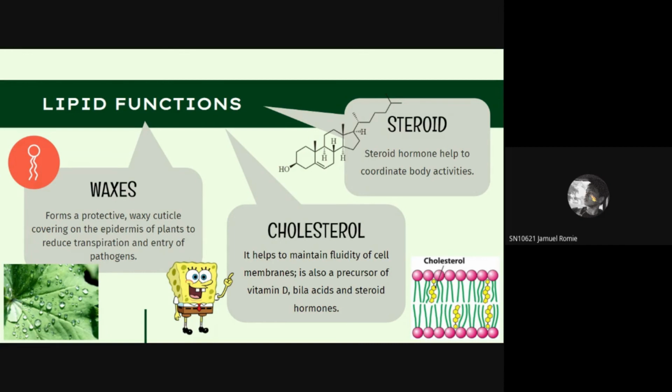Lastly, waxes can form a protective layer, such as the waxy cuticle covering the epidermis of plants. It helps to reduce transpiration and the entry of pathogens. Next.